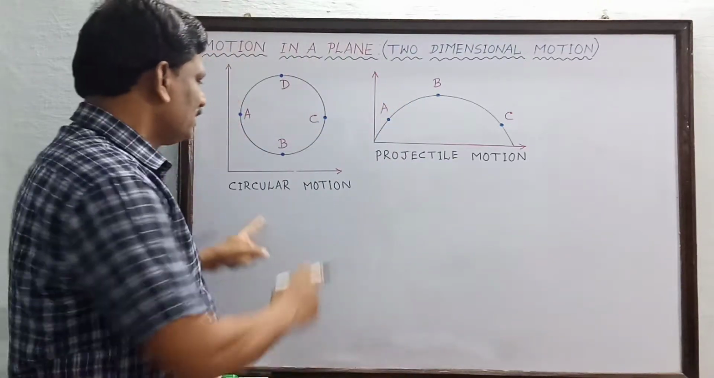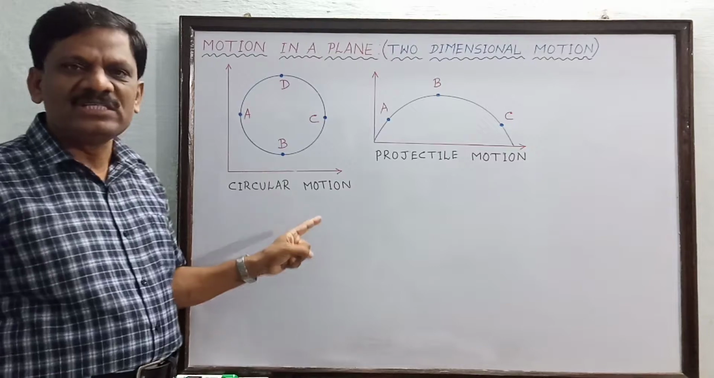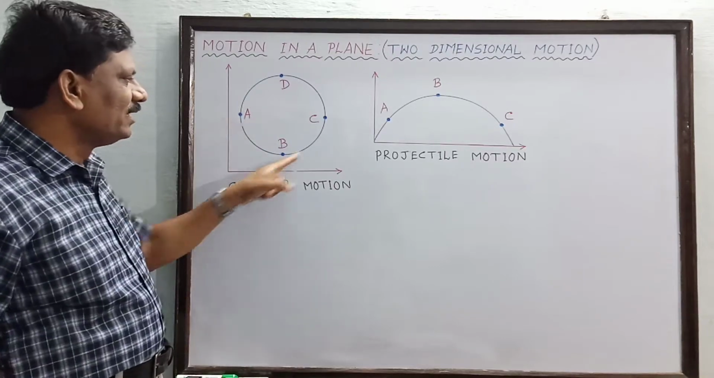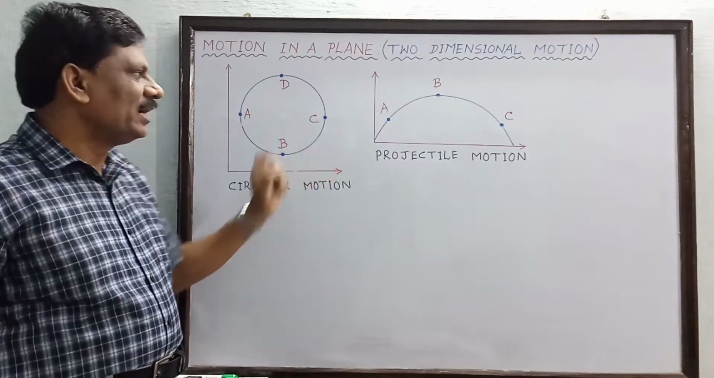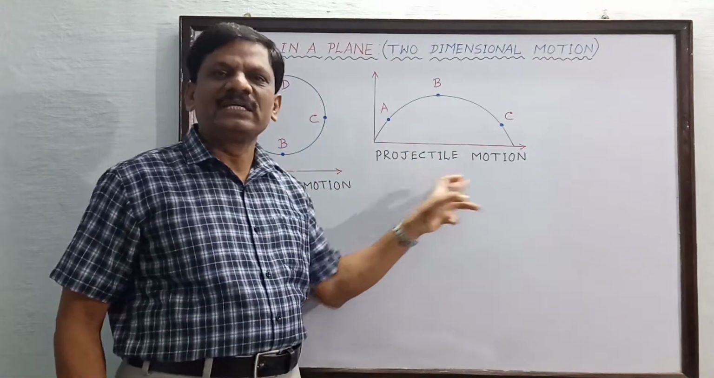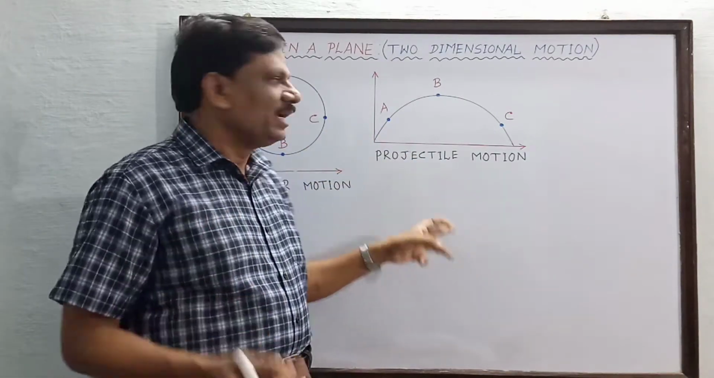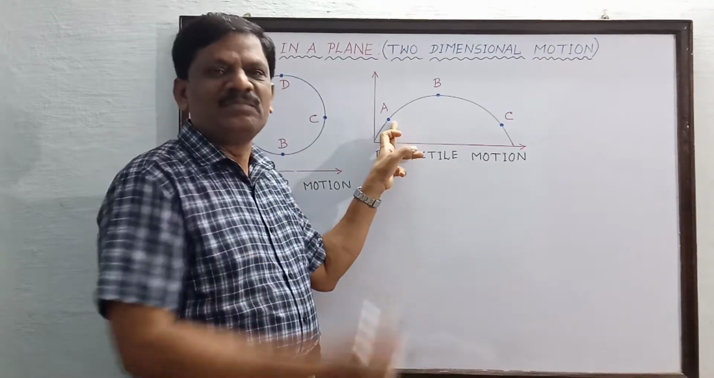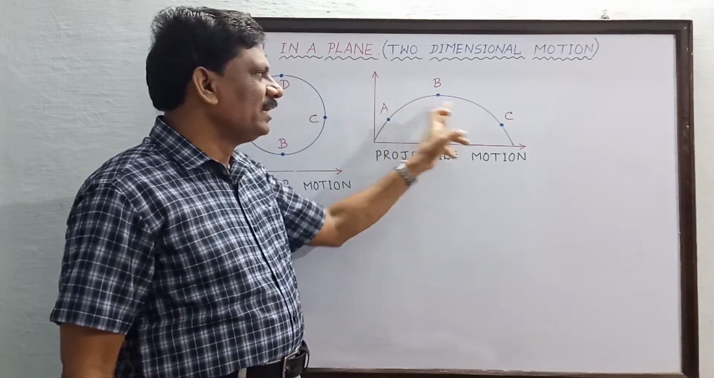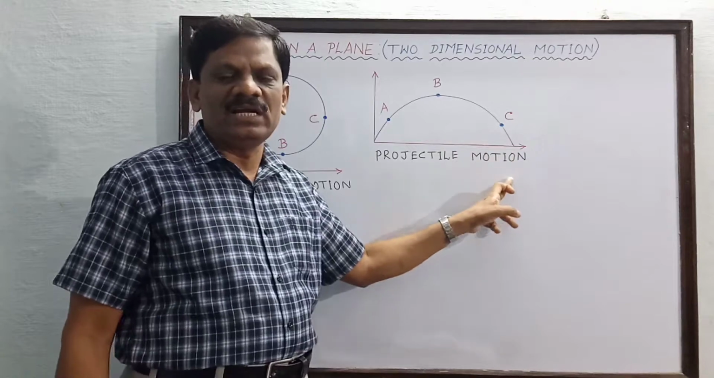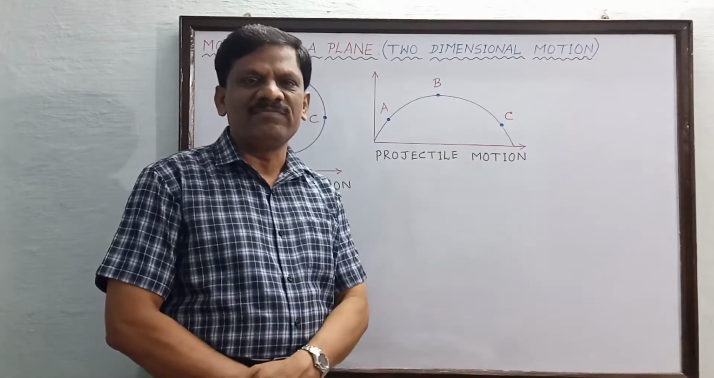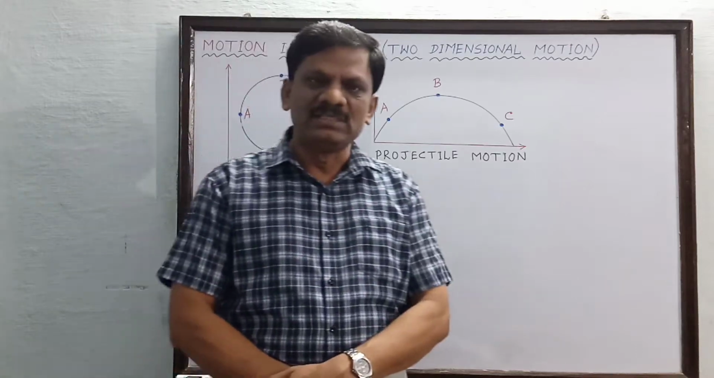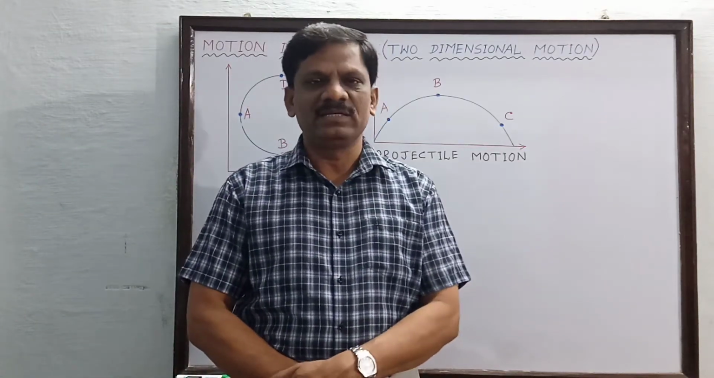One is the circular motion, in which a particle is revolving around the circumference of a circle, and the second one is projectile motion, in which an object is thrown with some initial velocity and then allowed to fall freely under the influence of gravity. So these are the two examples of a two-dimensional motion or motion in a plane.